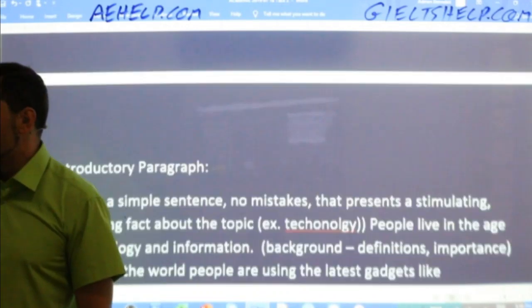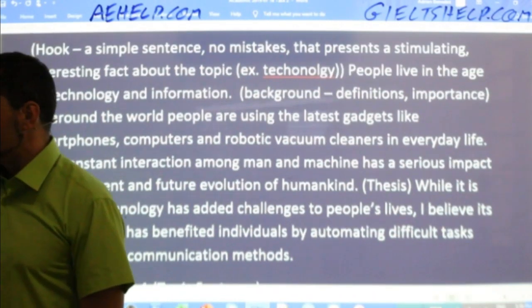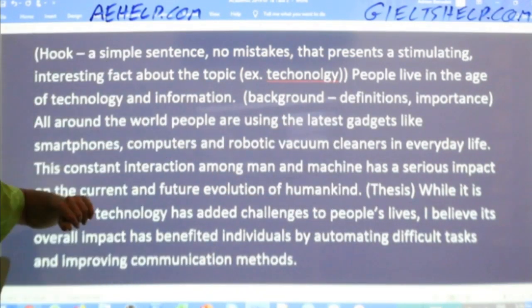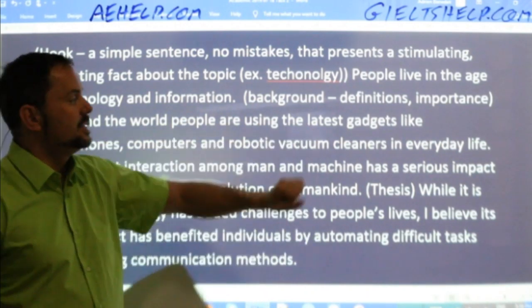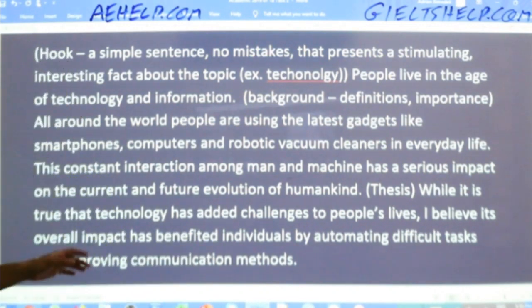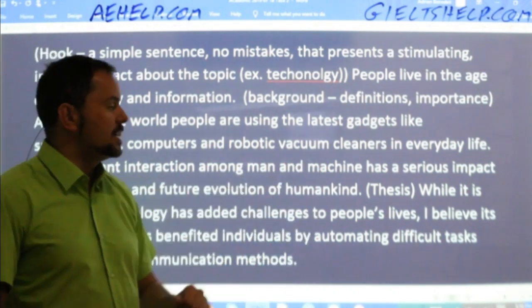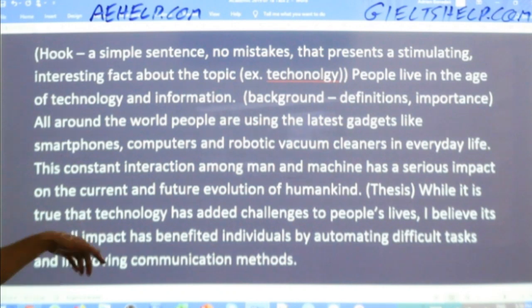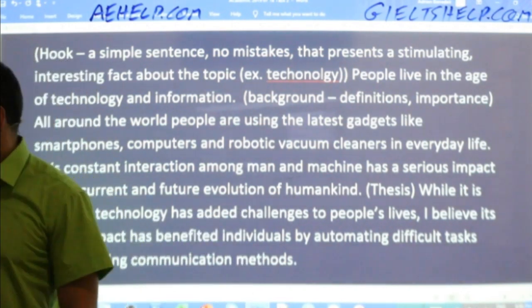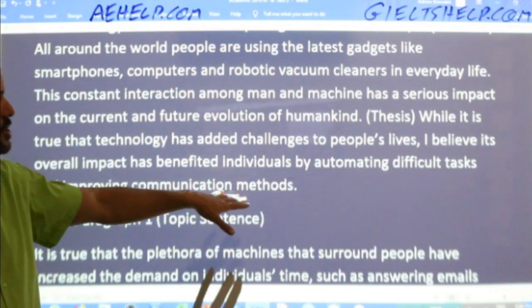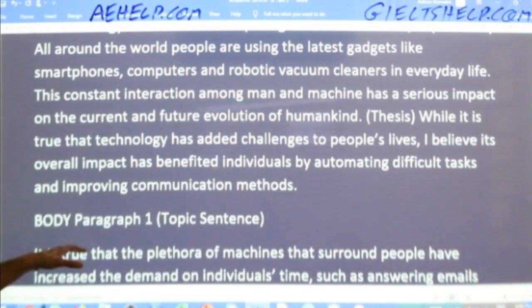My answer so far in a counter-argumentative first-person essay is: People live in the age of technology and information. All around the world, people are using the latest gadgets like smartphones, computers, and robotic vacuum cleaners in everyday life. This constant interaction among man and machine has a serious impact on the current and future evolution of humankind. While it is true that technology has added challenges to people's lives, I believe its overall impact has benefited individuals by automating difficult tasks and improving communication methods.